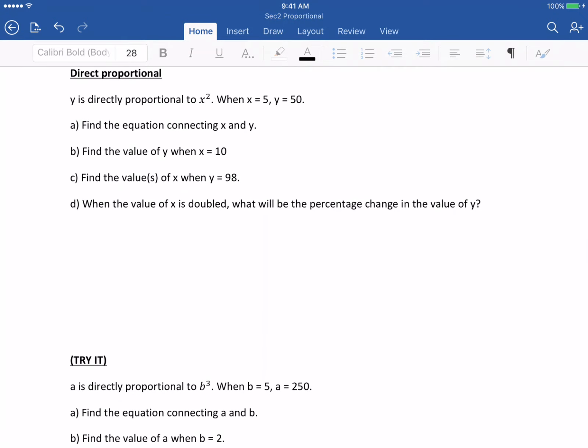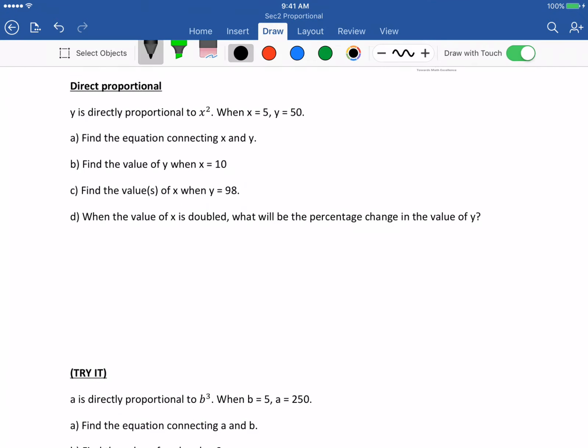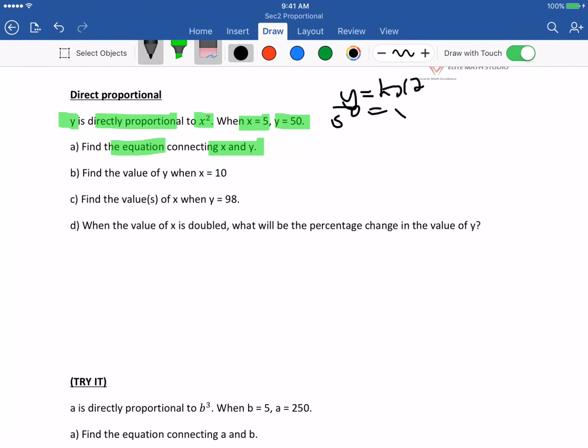Next one, I do it again. Let's try. It's given that y is directly proportional to x squared, and x equals 5 and y equals 50. Find the equation connecting x and y. So I can write it here. Since y is directly proportional to x squared, we know that y equals kx squared. When x equals 5, y equals 50, so write 50 equals k bracket 5 square.